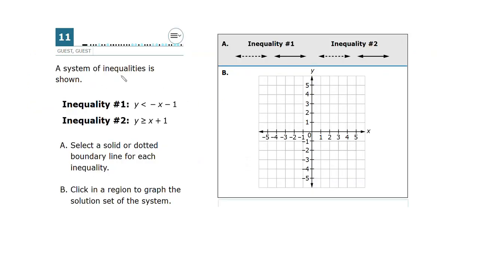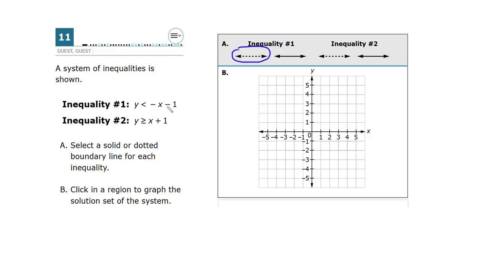Number 11, a system of inequalities is shown. Inequality number 1, y is less than negative x minus 1. Inequality number 2, y is greater than or equal to x plus 1. A, select a solid or dotted boundary line for each inequality. B, click in a region to graph the solution set of the system. So here you would be clicking to select which kind of line you have and then placing it. So for inequality 1, we see that it is y is less than. It's not an or equal to. So for inequality 1, you would be clicking on the dotted line.